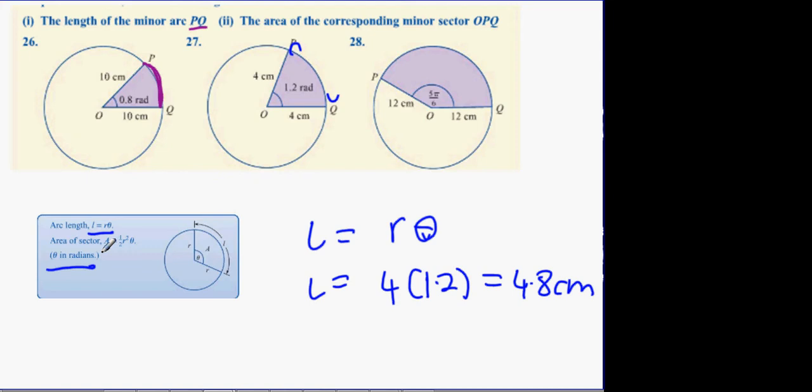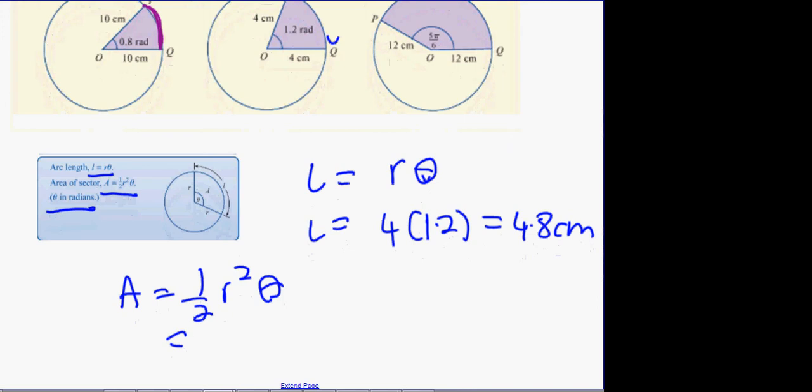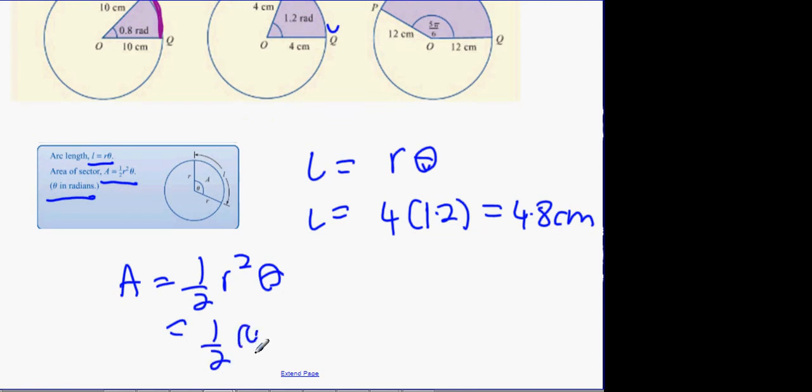Next thing, the area of a sector. The area of the sector is A equals a half r squared theta. And what we're going to do here is say it's a half times 4 squared times 1.2. Will anybody get that for me in the calculator, please?